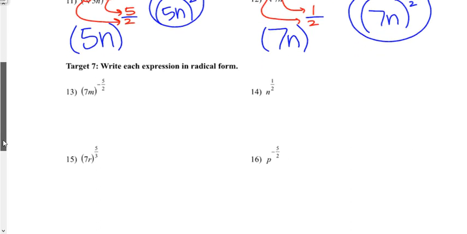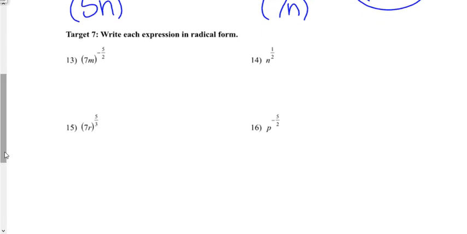All right, writing in radical form from rational exponent form now. If you notice in numbers 13 and 16, I have a negative fraction in my exponent, which means I'm going to bring the entire problem to the bottom of one fraction, all under 1. So I have 1 over some root of 7m.